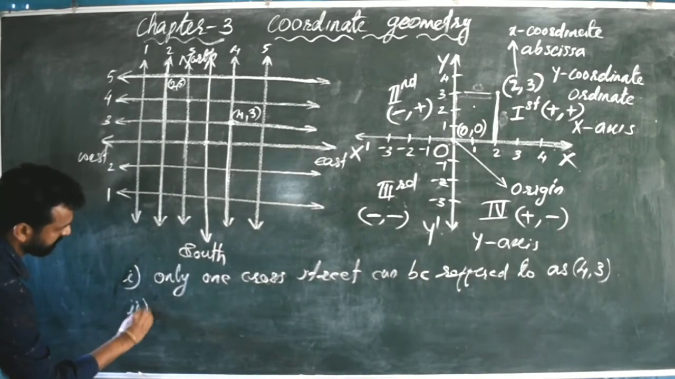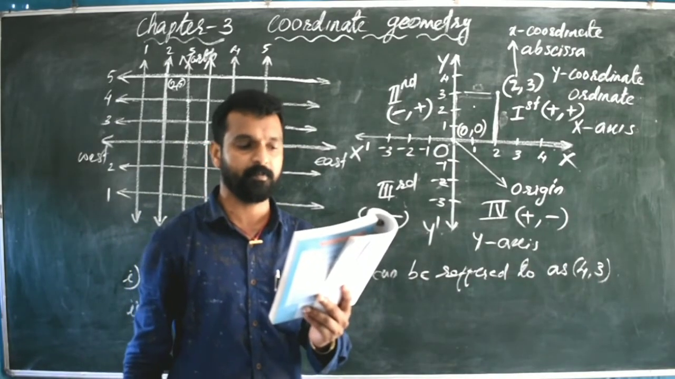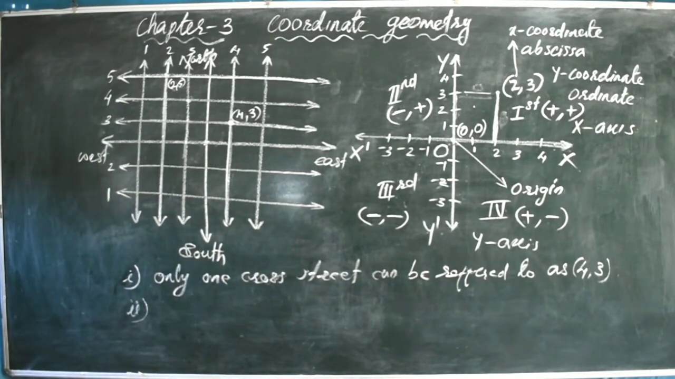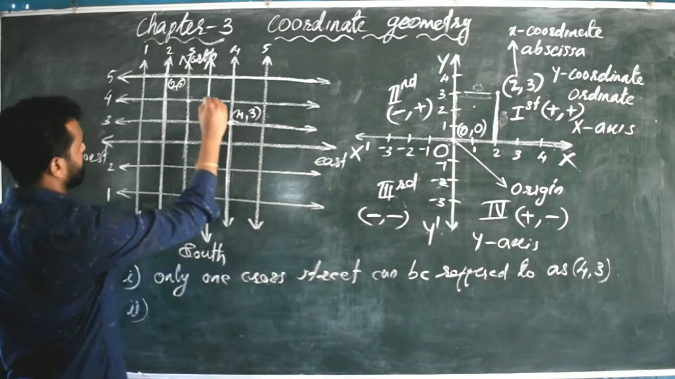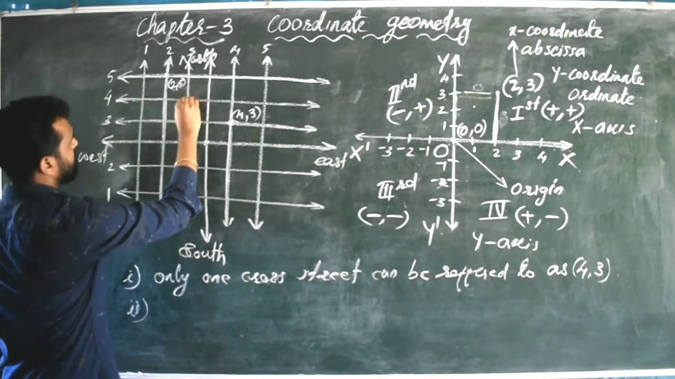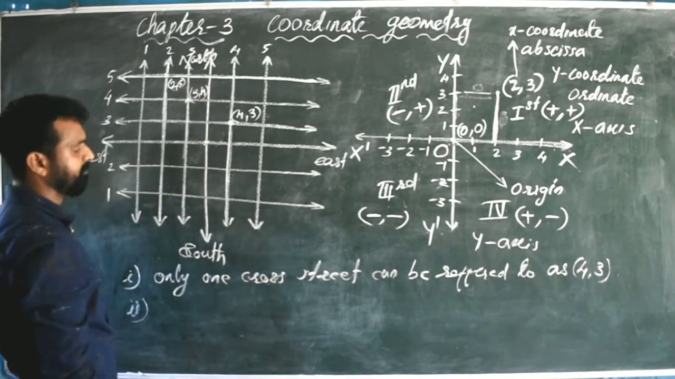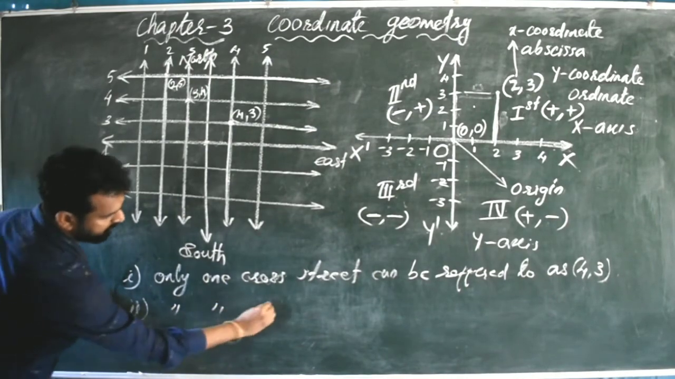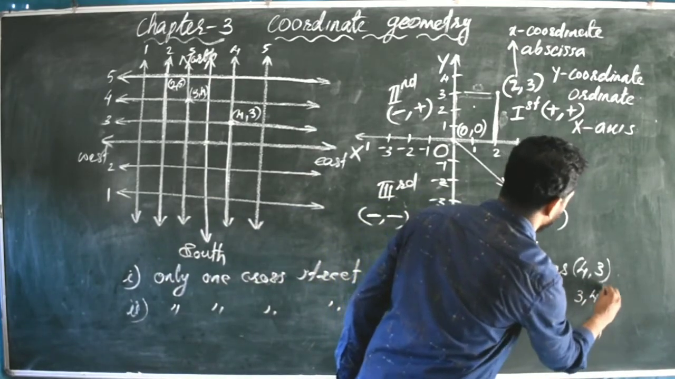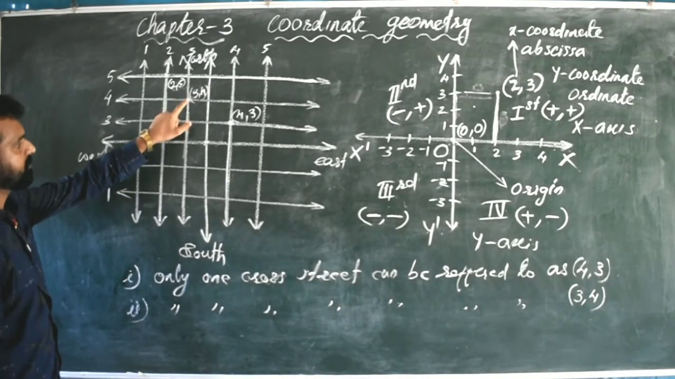One more question is here. Question number 2: How many cross streets can be referred to as 3-4? This one is 3, the third line, and 4, this one. So this is the point 3-4. This is the cross street 3-4. So how many cross streets can be referred to as 3-4? Only one cross street can be referred to as 3-4.